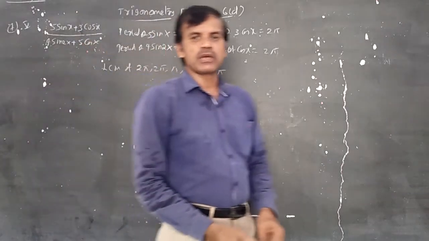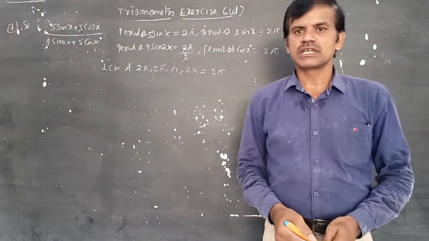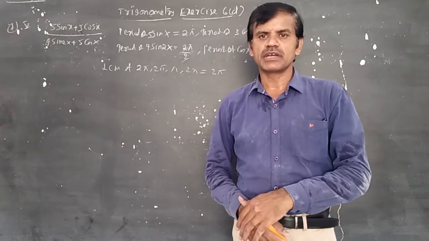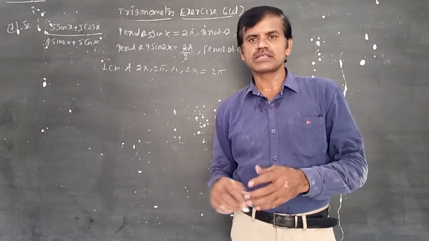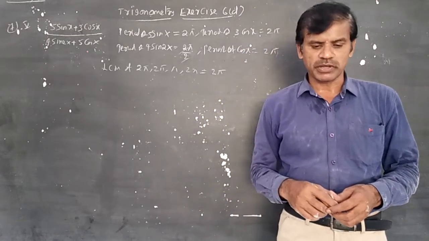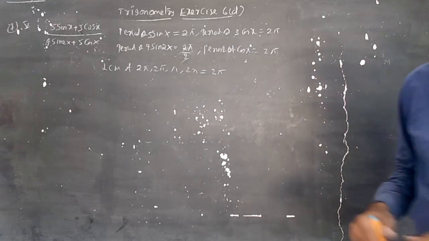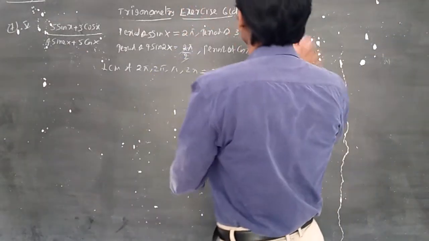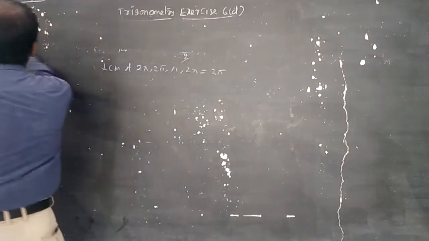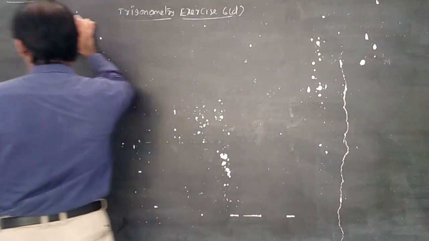You can understand that pi means 180 degrees and 2 pi means 360 degrees. 360 is the larger number than 180 degrees. That is why you should write the larger number as the LCM. It is only 2 pi. Now, Roman number 1 sums we have completed. Let us discuss the Roman number 2 sums. Exercise 6D, Roman number 2 sums.